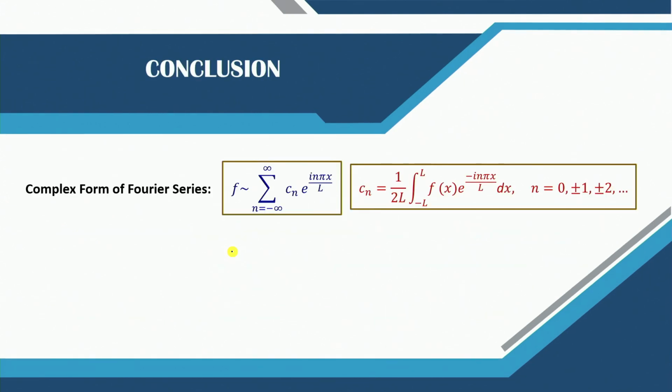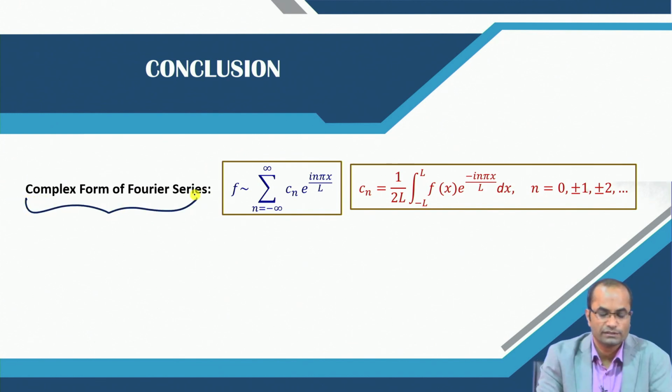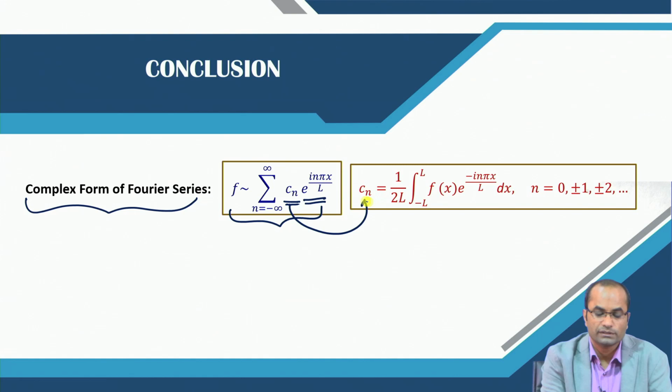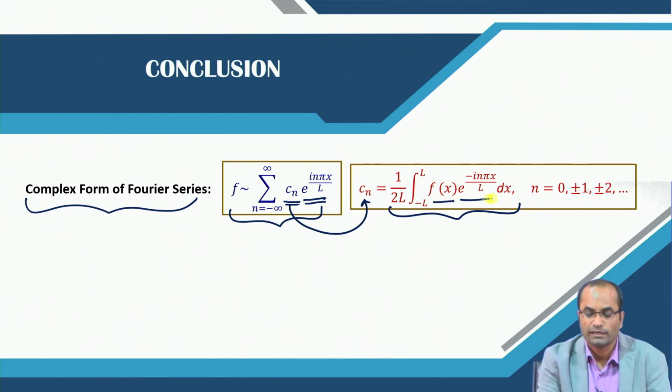And now, just to conclude, we have discussed in this lecture the complex form of the Fourier series. This is the general form with these Fourier coefficients and the exponential term e^(i n π x / L), where the Fourier coefficients are computed with the help of the integral 1 over 2L, from −L to L, of f(x) e^(−i n π x / L) dx, where n can vary over 0, ±1, ±2, etc.